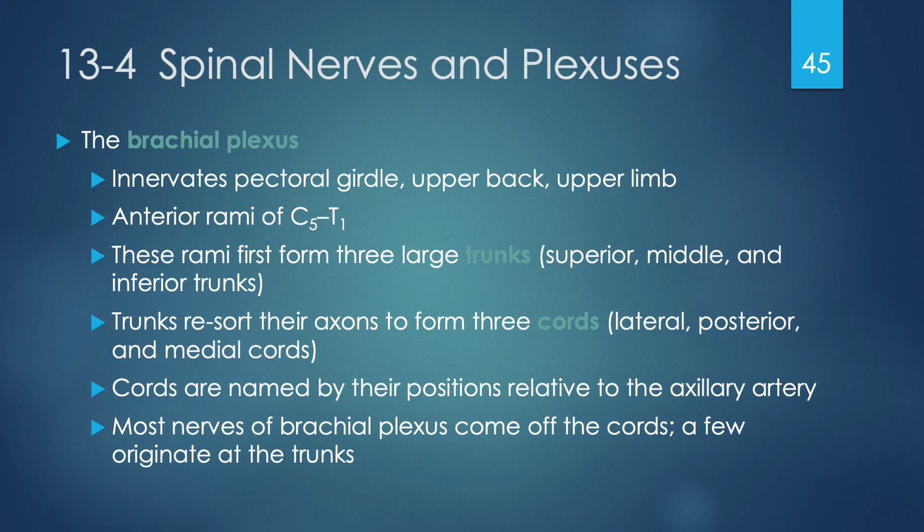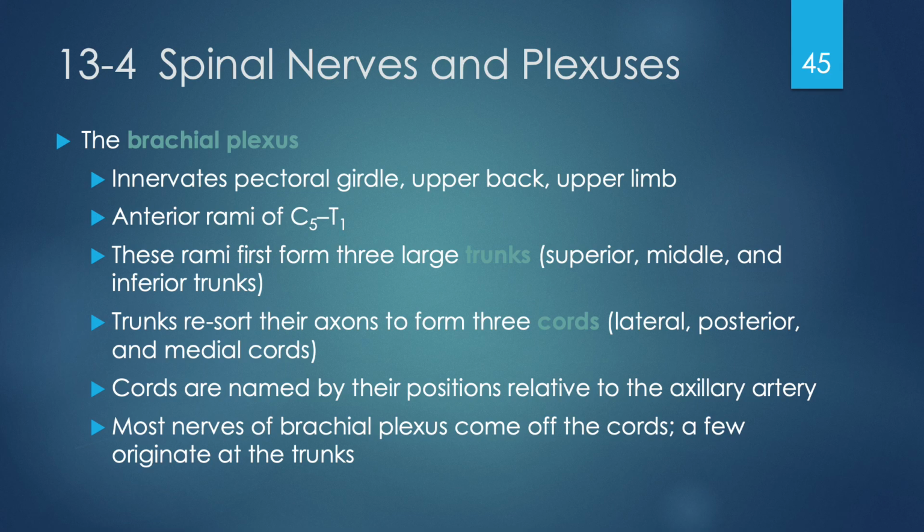So the brachial plexus is there to innervate our arms, but it also innervates the pectoral girdle and our upper back. It arises from the anterior rami of C5 through T1. These rami are first going to form three large trunks, the superior, middle, and inferior trunks. The trunks are going to resort their axons in order to form three cords, which are subdivisions of the trunks. So we'll have lateral, posterior, and medial cords. And the cords are each named by their position relative to the axillary artery in anatomic position.